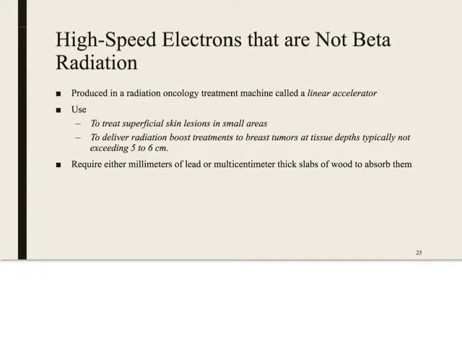So these high-speed electrons, their source is different. I can't stress this enough. They are not beta particles because they're not being produced by the nucleus of an atom. They're being produced by an electron gun and accelerated to high speeds. So their source is different. But we use these to treat superficial lesions in radiation therapy, and they would have to be artificially produced. We would have to use a machine to make these things. And again, these have a little bit more penetrability than the beta particles.